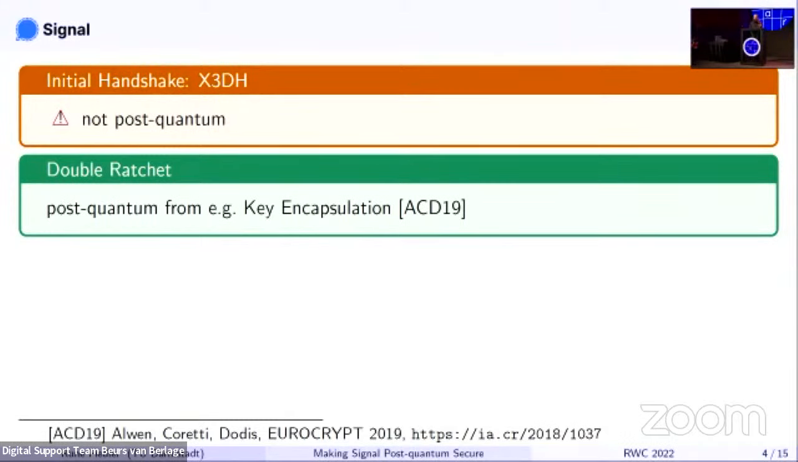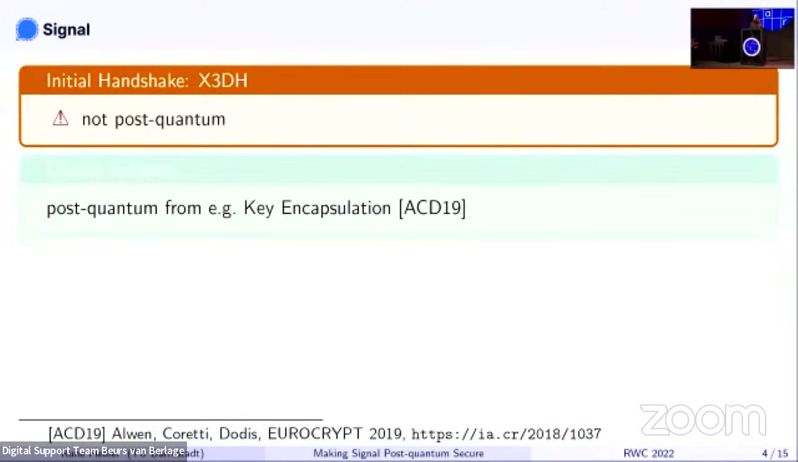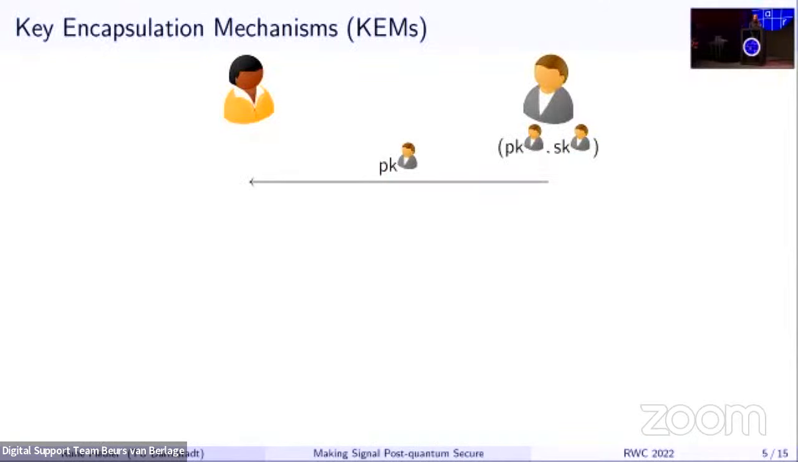And then the other part, the double ratchet protocol, can be replaced with key encapsulation mechanisms, as was shown by Alwen et al. in 2019. So the focus of this talk will be how to replace the initial handshake protocol. A natural candidate for this are key encapsulation mechanisms, because they are a primitive that is currently being standardized by NIST, so post-quantum secure versions. So this is what we are trying to use, and let's see if this works out.